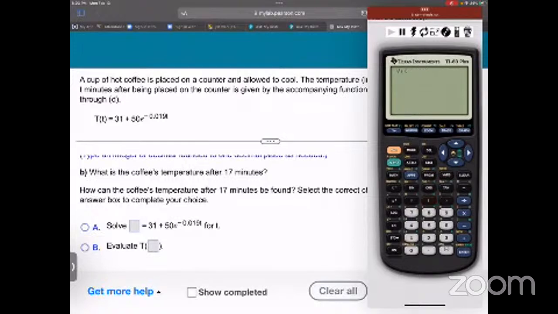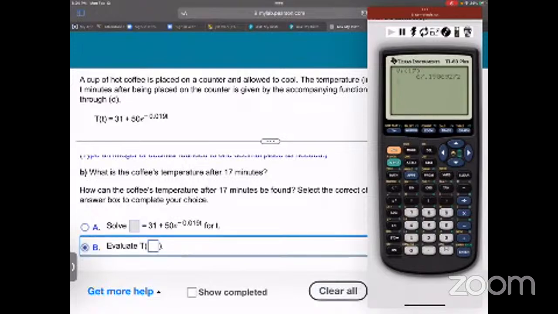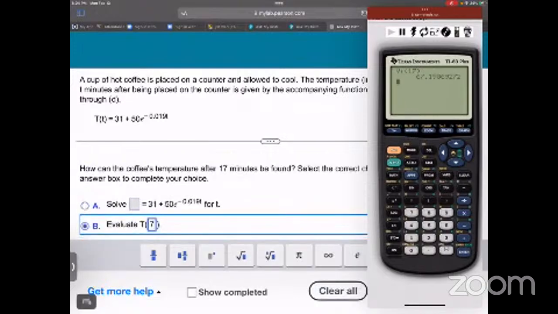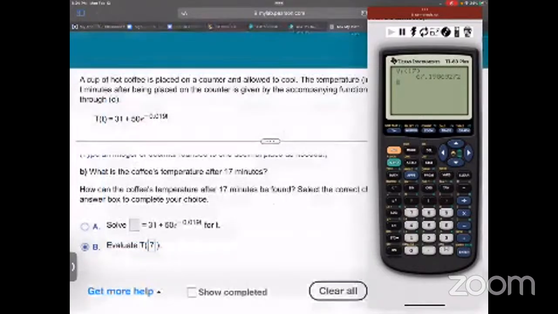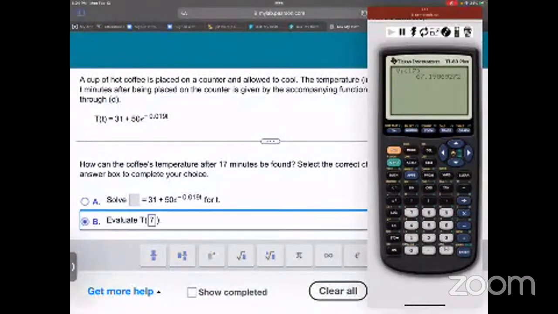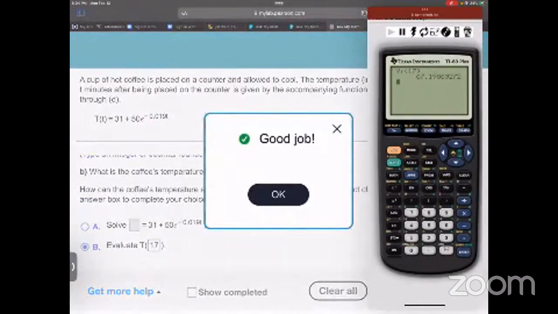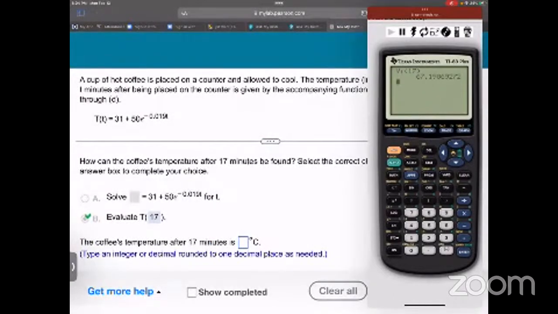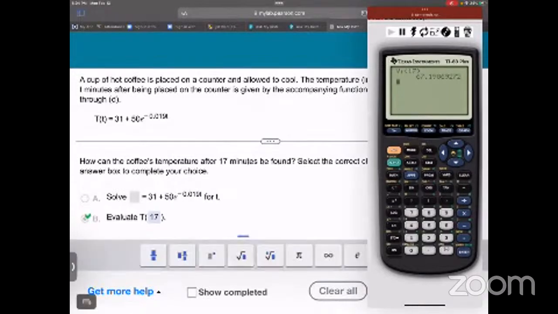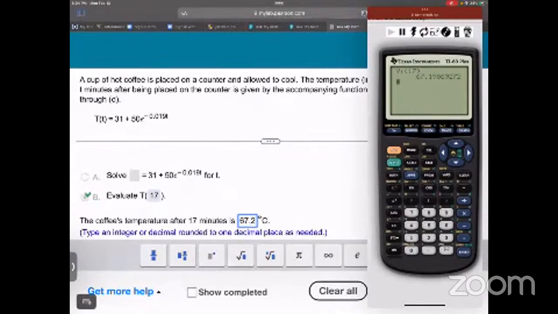And let's see what result we get. We're going to evaluate F of 17. Enter. Oh, I hit 7. It's supposed to be 17. Okay. And then the coffee's temperature after 17 minutes, it says type an integer or decimal rounded to 1 decimal place. So if we round to 1 decimal place, it's going to be 67.2 degrees Celsius. Okay, let's go on to the next part.